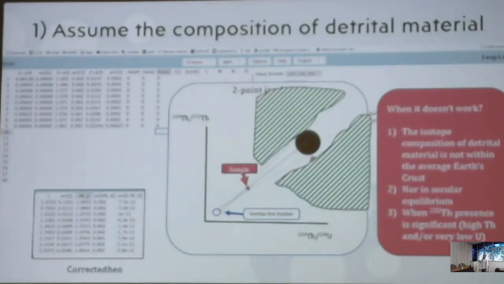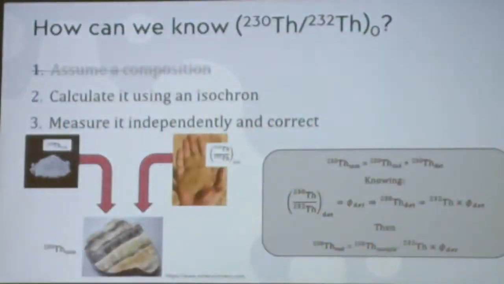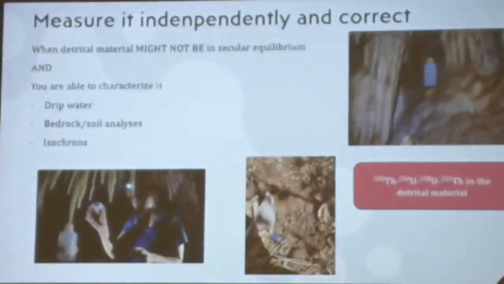That is when it's here. And this is when we're starting to run into more tricky situations. How do we deal with this? We actually calculated using either isochrons or measured independently and corrected. So if we measured independently and corrected, and Kathleen mentioned some examples.